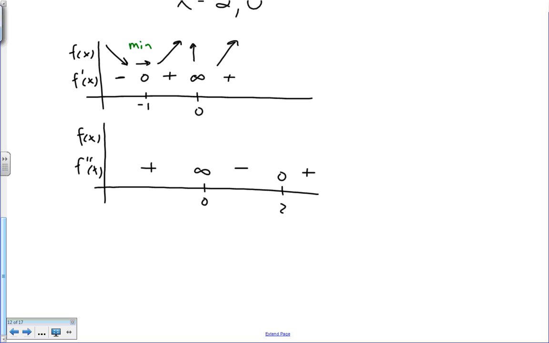So it turns out that this thing is going to be concave up, and then concave down, and then concave up. And so that means that I've got a point of inflection that occurs right there at 0 because of the fact that I have a change in concavity. Go from concave up to concave down. And the same thing happens at 2. I have a point of inflection right there. POI. All right, so there's our second derivative number line graph.